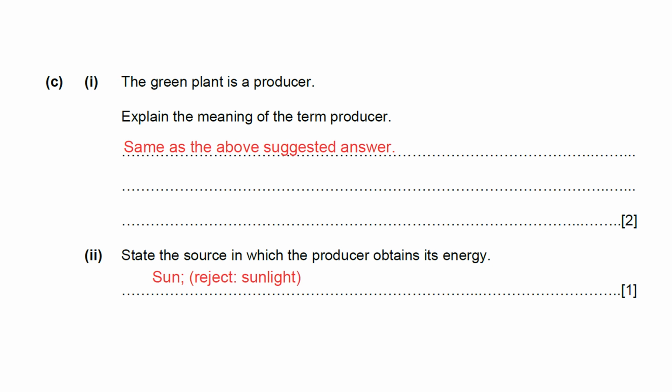And part C, okay, the green plant is a producer, and so this is the second time that you answer a producer question. I'm not going to repeat. It is 2 marks now. The 4 points that I shared with you earlier on, legit, okay, can be written down.